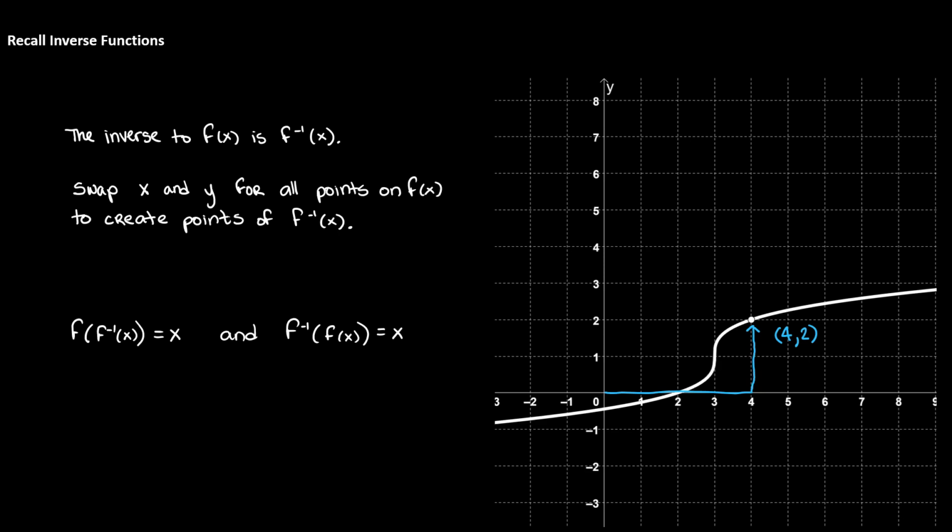For the inverse, we would swap those directions. So instead, we would travel horizontally 2 and then vertically 4. We can do this for every point on our original function, and it would generate every point on the inverse function. We also know that for inverse functions, when we create the composition, the result is always x.